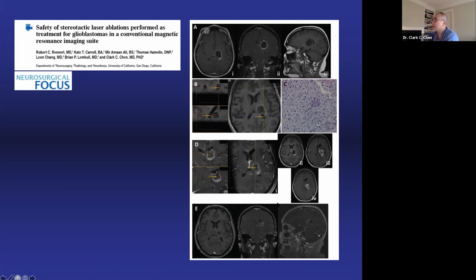As the cyst collapses, we then inserted a laser probe. We redirected the laser probe to the center of this new area of enhancement that resulted from the collapse of the cyst, and we ablated it.